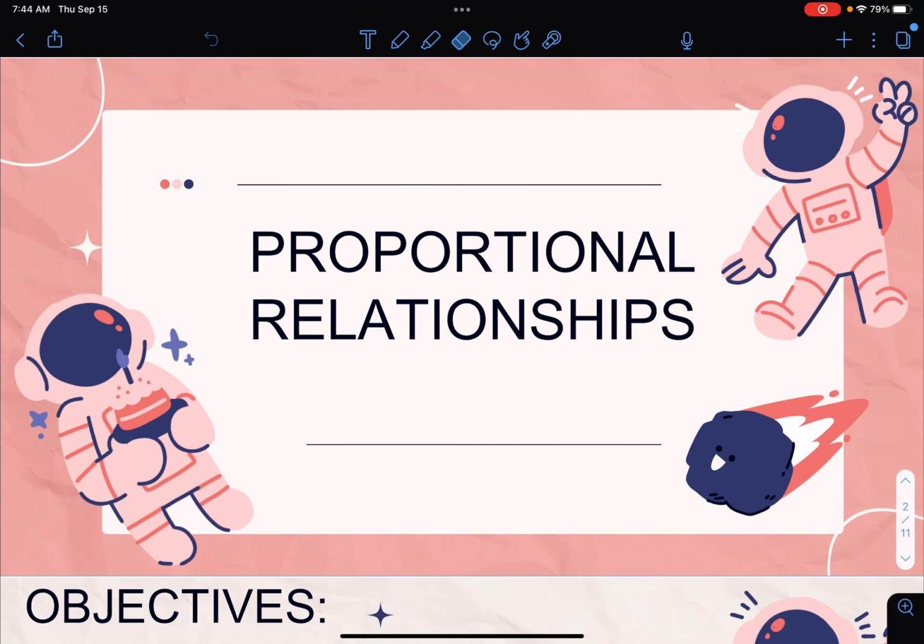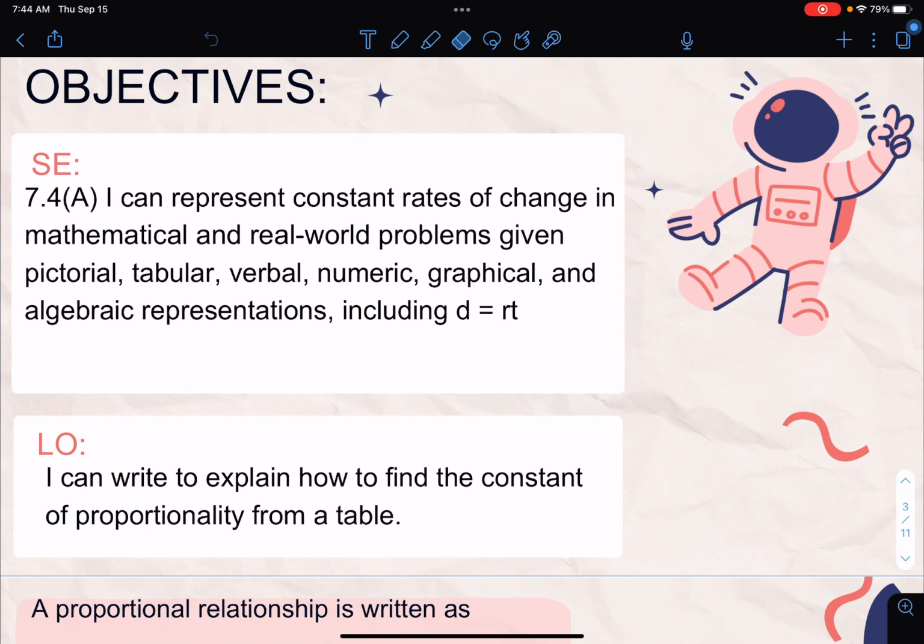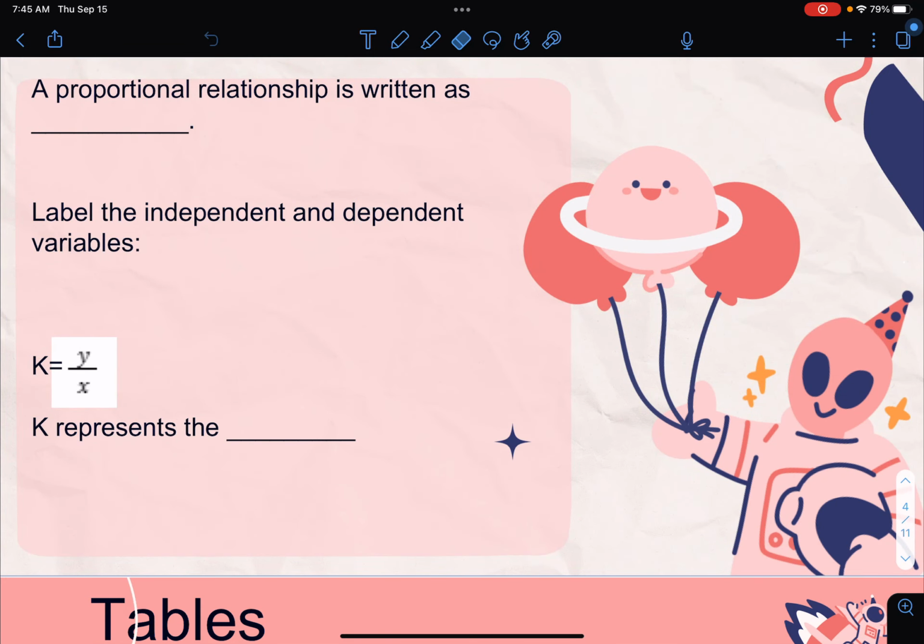Today we're going to keep on talking about proportional relationships. Our SE, I can represent constant rate of change in mathematical and real-world problems given a pictorial, tabular, verbal, numeric, graphical, and algebraic representation, including D equals RT. Our language objective, I can write to explain how to find the constant of proportionality from a table. So we're going to go ahead and fill out our notes here.